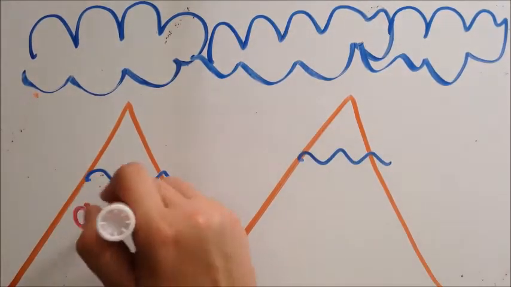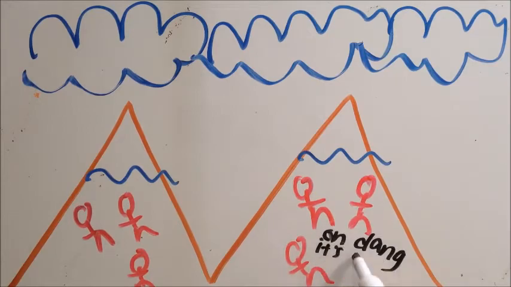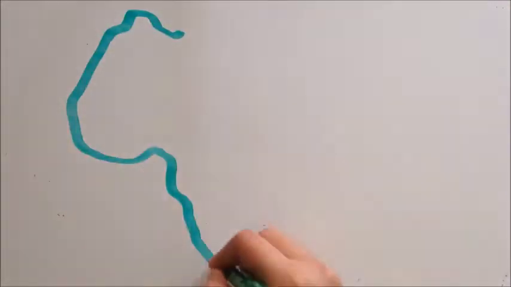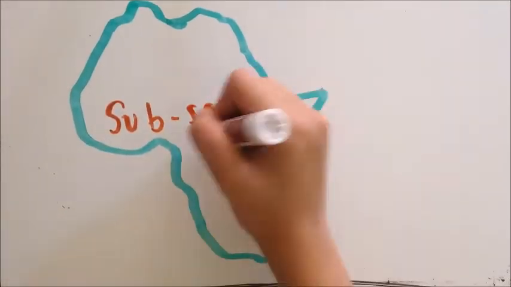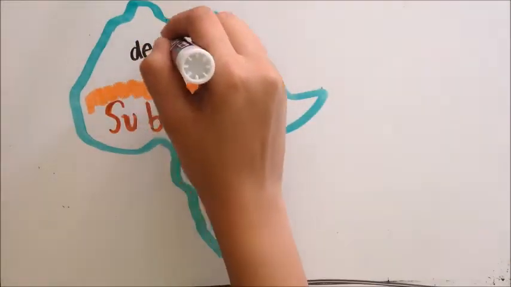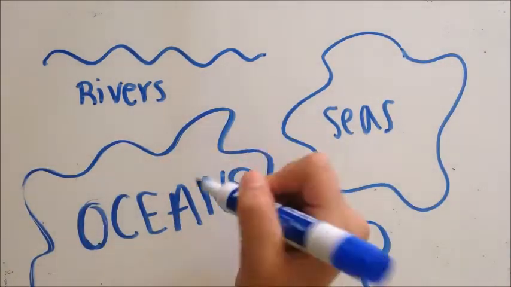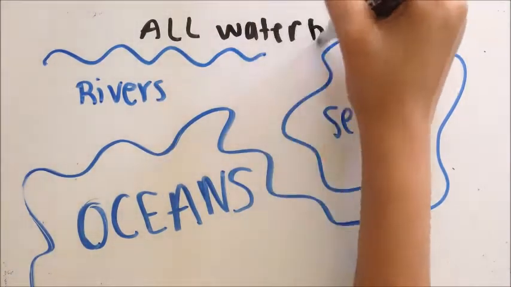Examples of natural boundaries are mountain boundaries, which are sparsely populated due to extreme conditions. It's just really cold. There are also desert boundaries, which are typically found in Africa, especially in sub-Saharan Africa. There are also water boundaries that include rivers, seas, and oceans. These boundaries are the most commonly used boundaries.